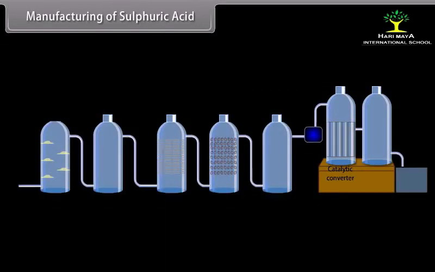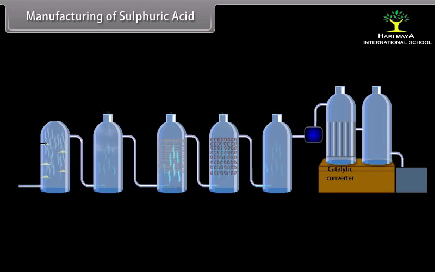Manufacturing of sulfuric acid. The manufacturing of sulfuric acid starts from the sulfur burner. Here, sulfur dioxide is produced. This sulfur dioxide passes through a dust precipitator, which removes dust from the gases. A scrubber is used to remove the soluble impurities. After that, the drying tower removes the moisture from the gases. Then, gases pass through an arsenic purifier, which removes impurities of As2O3.